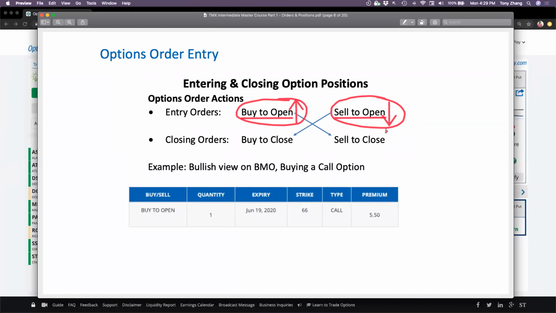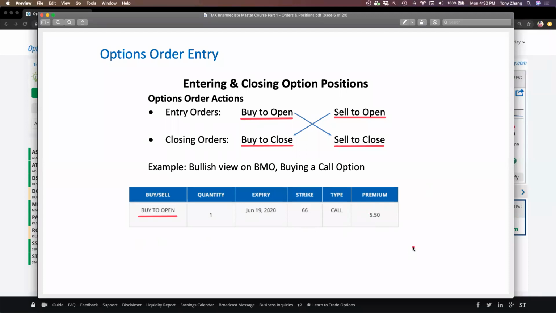So in order to close this position, once you buy to open, you must make sure that you sell to close. And if you sold to open first, you must make sure that to close that position, you need a buy to close. So an example of an order is to buy to open, in this particular case, a BMO June 2020 $66 call for $5.50. This is an example of a buy to open order. Now, to close this, you would simply have to sell a sell to close order to close the existing position.